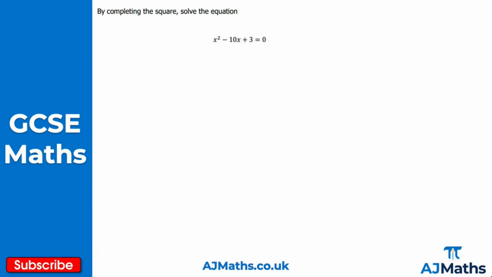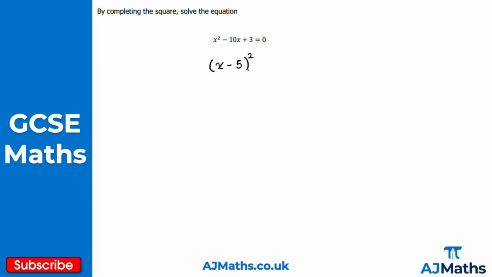Taking a look at question 6 here, it says by completing the square, solve the equation x squared minus 10x plus 3 is equal to 0. So how do we solve an equation by completing the square? Well, the first thing I need to do here is get this into completed square form. So we're going to have the coefficient of x here. We're going to get x minus 5 all squared.